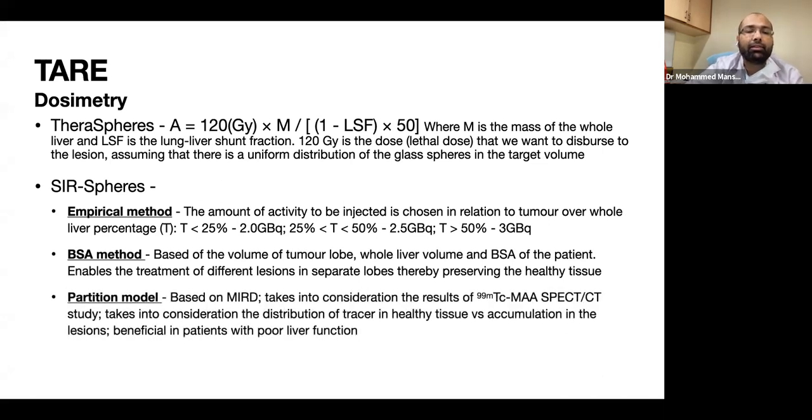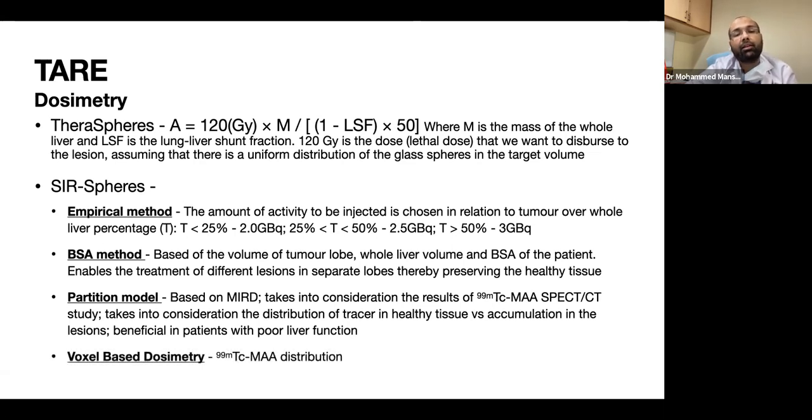Now, the next one is the partition model, which is based on medical internal radiation dosimetry calculations. It takes into consideration the results of the SPECT CT, which is based on the distribution of tracer in healthy tissue versus accumulation in the lesions. Now, this is very helpful in patients with a poor liver function.